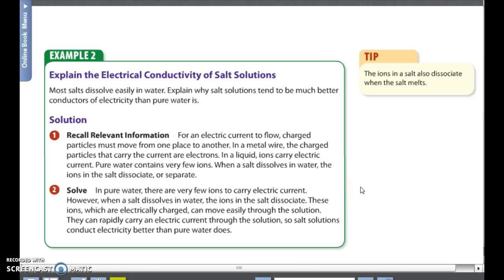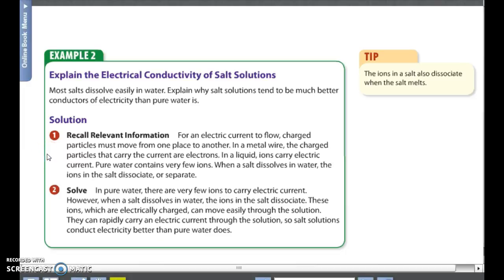Explain the electrical conductivity of salt solutions. Tip: the ions in a salt also dissociate when the salt melts, which of course takes crazy high temperatures, so that's not going to happen in your kitchen. Explain why salt solutions tend to be much better conductors of electricity than pure water is. All right, so hit pause, get your answer.